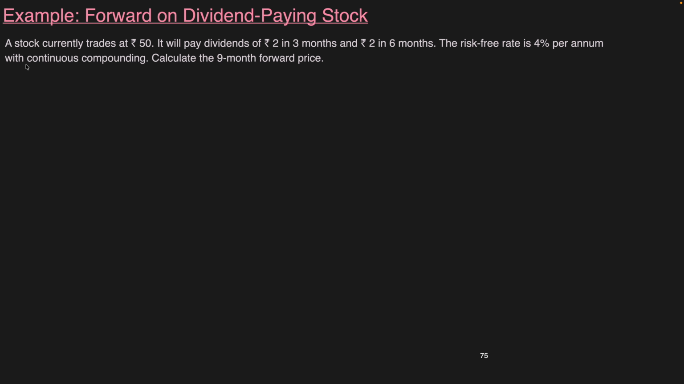Now, let us take an example: forward price on a dividend paying stock. Let us analyze a stock currently trading at rupees 50 that will pay dividends of rupees 2 in 3 months. So we have to calculate the present value of rupees 2, and rupees 2 in 6 months, and again calculate the present value of rupees 2. The risk-free interest rate is 4% per annum with continuous compounding. So we are supposed to calculate the 9-month forward price.